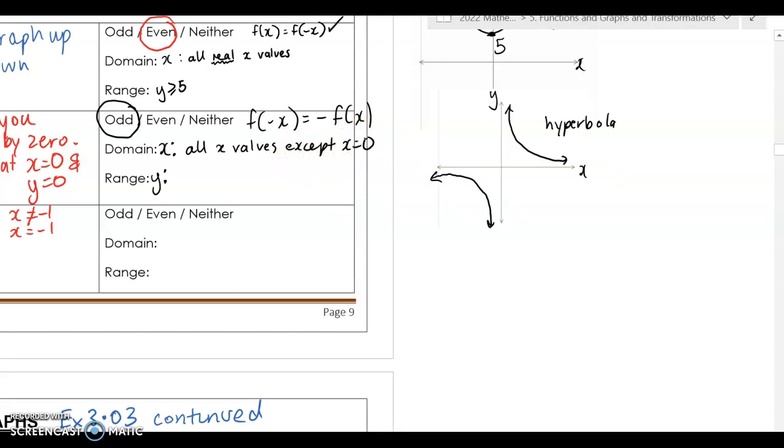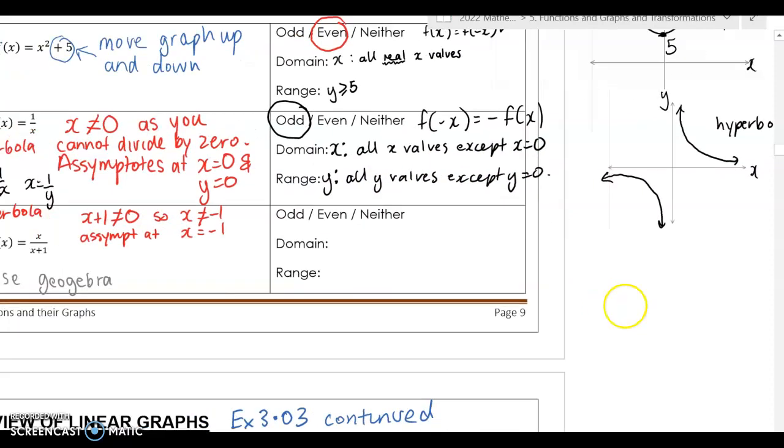We can have all values of y in there, we just can't have it touching the y-axis because that's an asymptote. It gets really, really, really close, our graph, on both sides and up here and here, but we cannot have it equal to 0. So the same as our x, we say all y values except y equals 0. Okay, let's have a look at our next one.